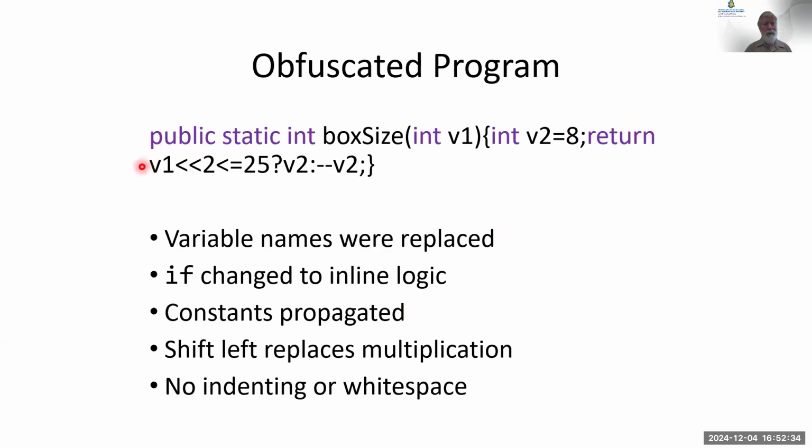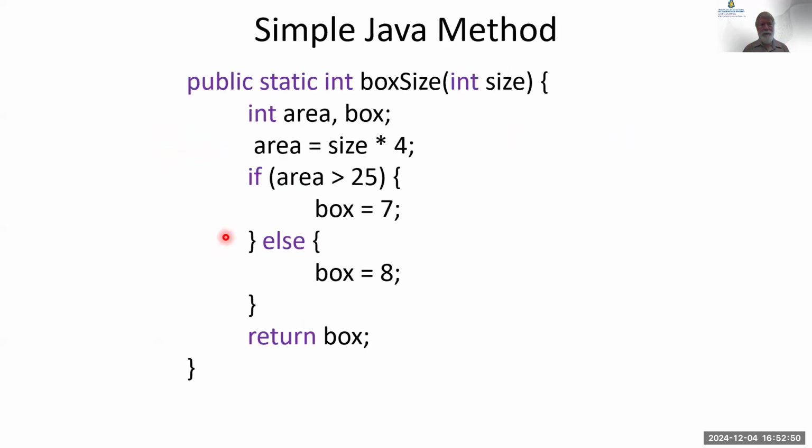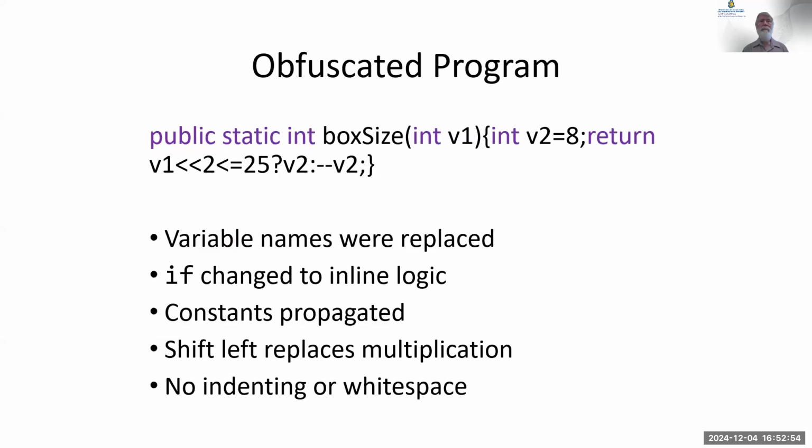Here, this is interesting. V1 left arrow 2. That's actually an arithmetic shift to the left. And if you take a variable and you shift it binary 2 bits to the left, it's the same thing as multiplying it by 4. And the program had a multiplication by 4. So instead of multiplying it by 4, they shifted. It's actually faster, but it doesn't look the same.